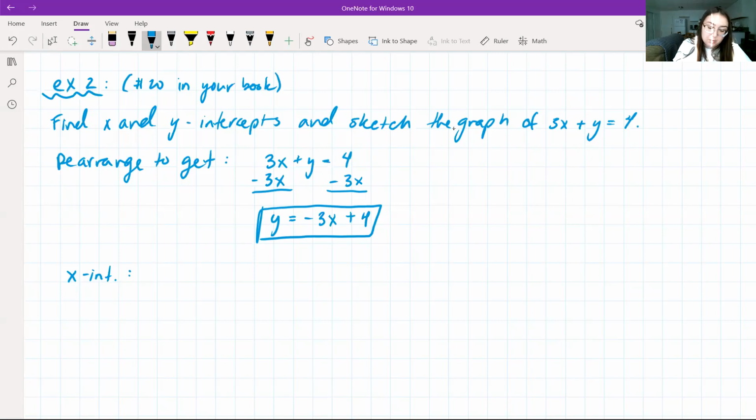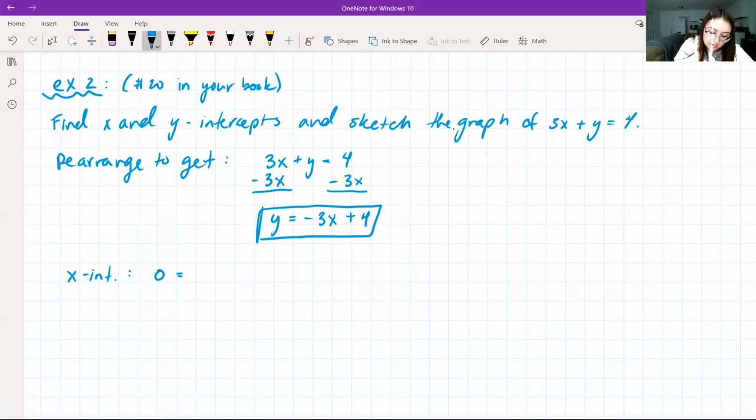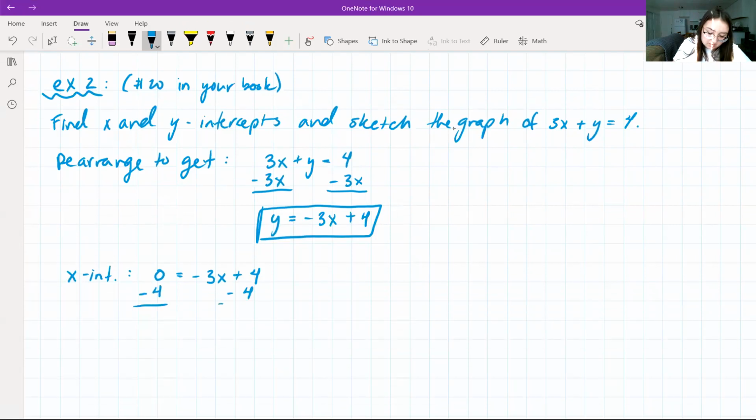And so what we want to do, remember, is to set y equal to 0 and then solve for our x. So if we do that, we're going to get 0 is equal to negative 3x plus 4. So now we just want to solve. So let's subtract 4 from both sides. And we get negative 4 is equal to negative 3x. So now let's divide by negative 3.